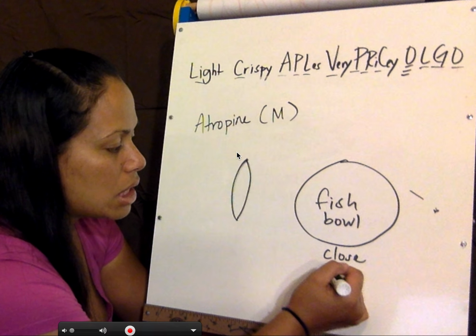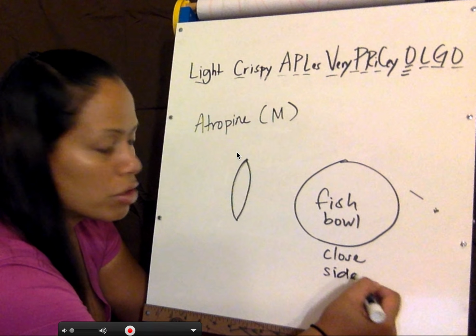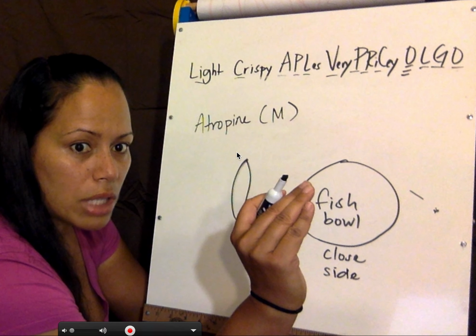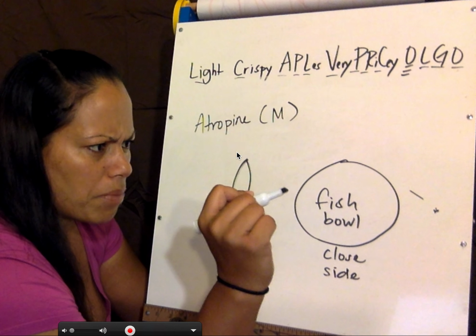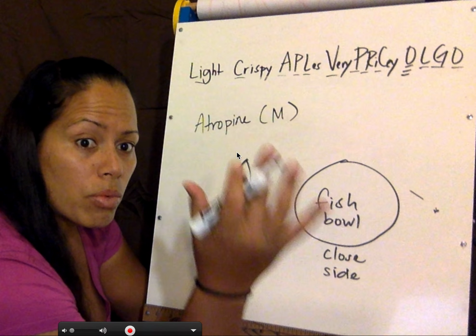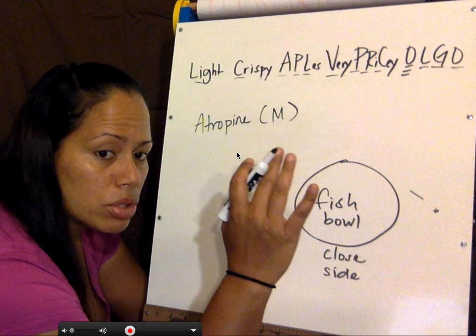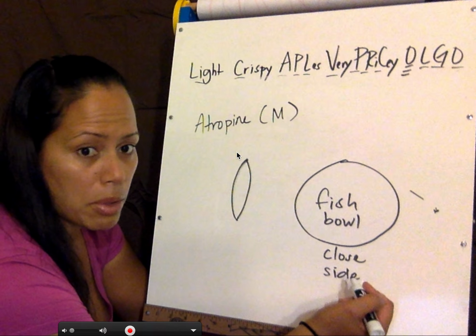Another way to think of this is your side mirrors, your side view mirrors. They'll have a little rounded object, and it always says objects are closer than they appear. Well, what is it doing? It's bringing the object closer so that you can see it a little bit better.